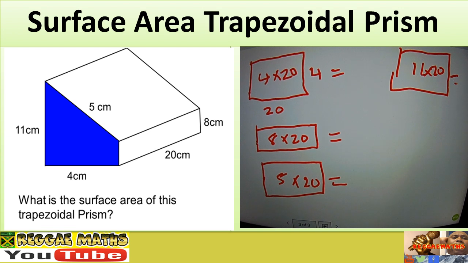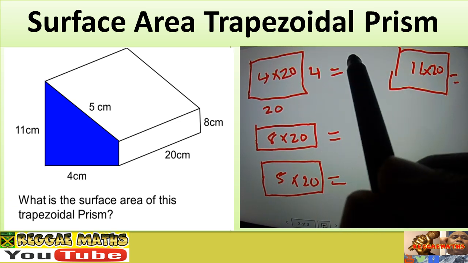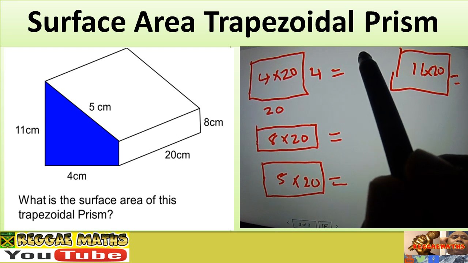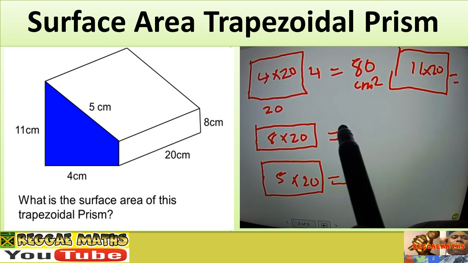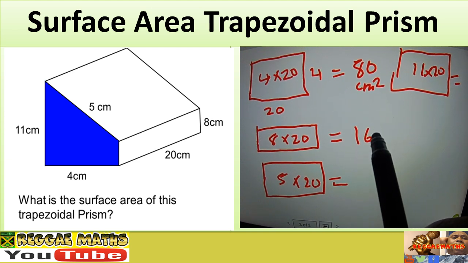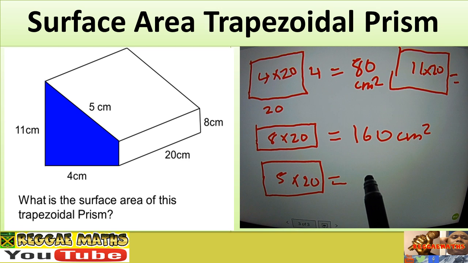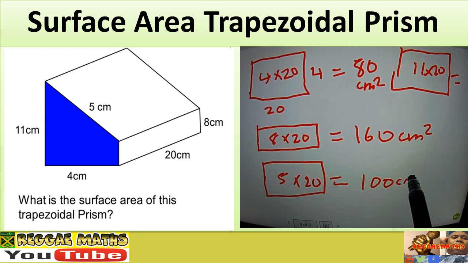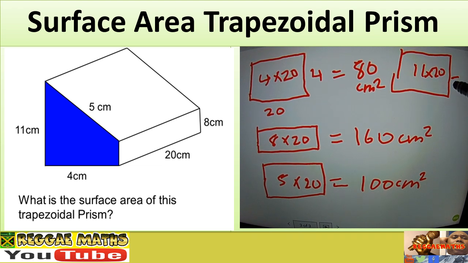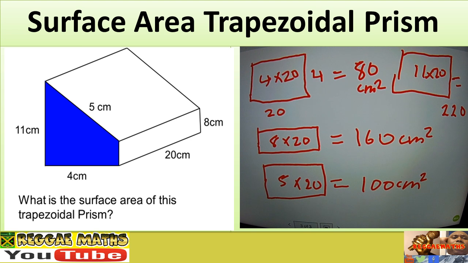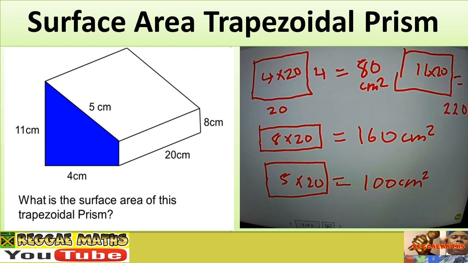So if I work out all the areas of each rectangle, you got 80 centimeters squared, 160 centimeters squared, 100 centimeters squared, and we got 220 centimeters squared. So what we're going to do now is work out the total.